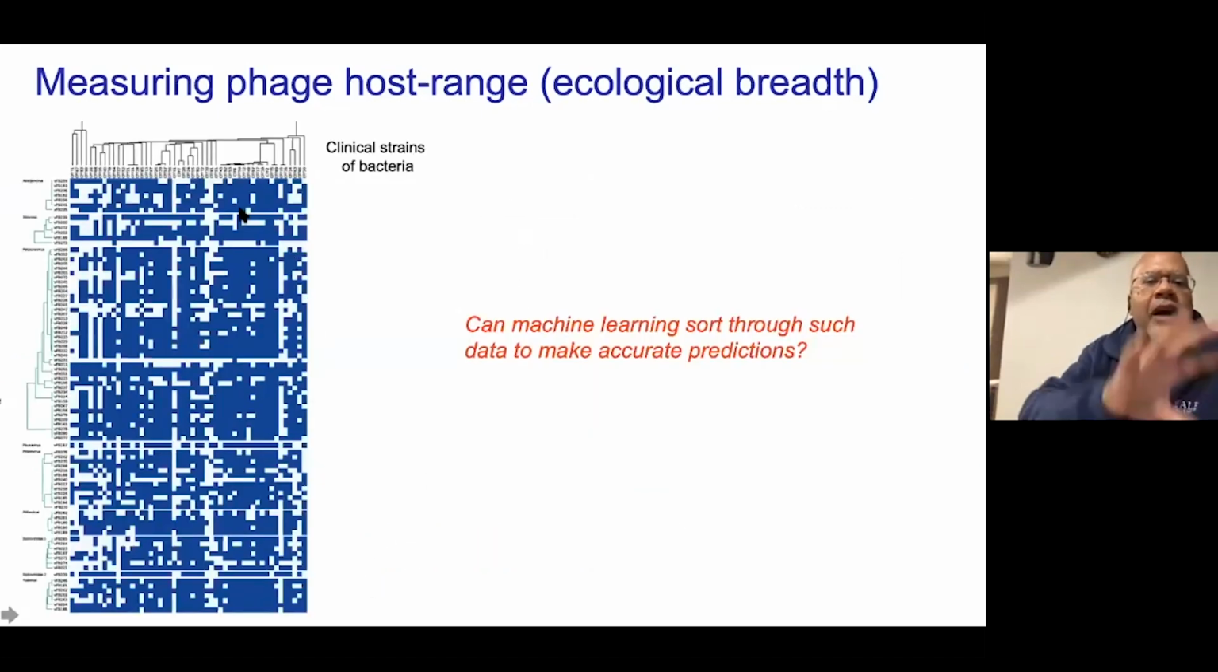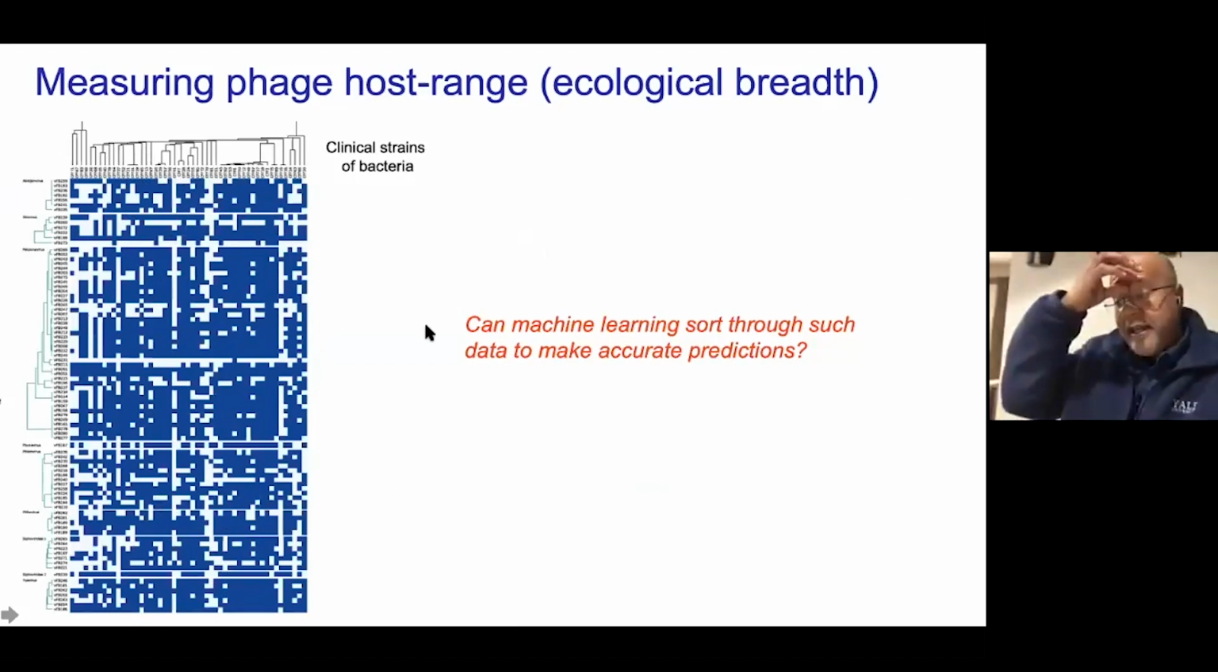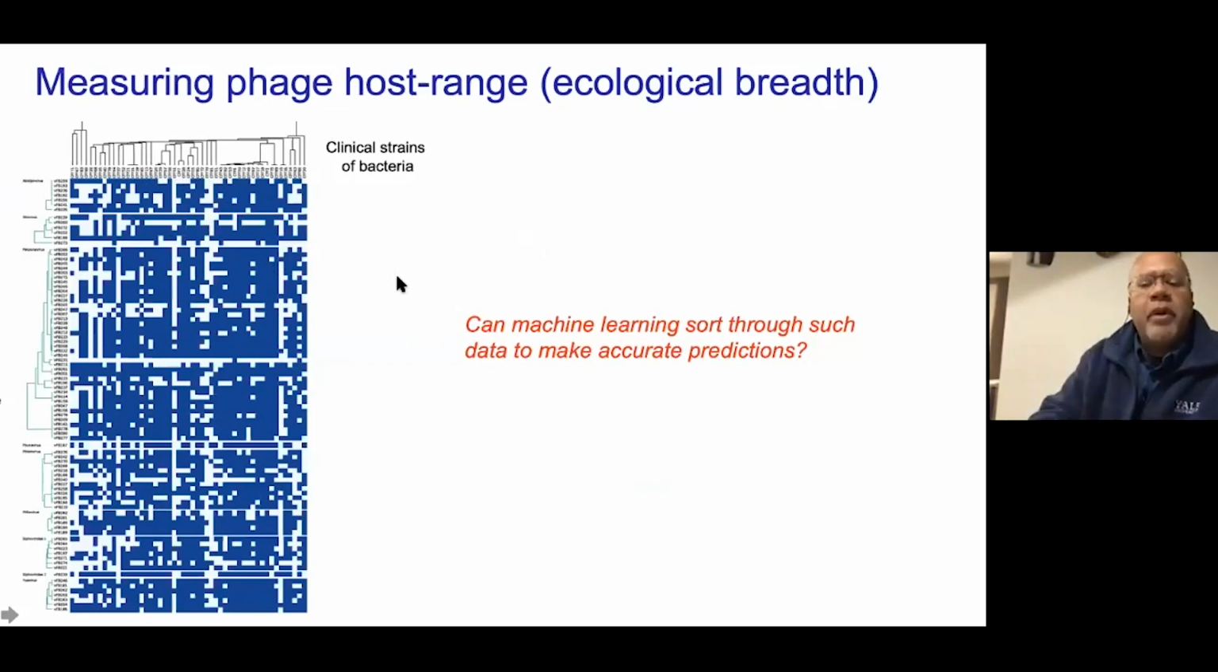If I show you now the full data set, I know you can't make out the details, but it's hard for a human to make sense of this pattern and say, in a future world, if a physician has a bacterial strain infecting their patient and they know what the sequence is of that strain, can they immediately predict which phage could kill that bacterium? We have to now take AI or machine learning to sort through these data to make that prediction. That's what we're trying to do.